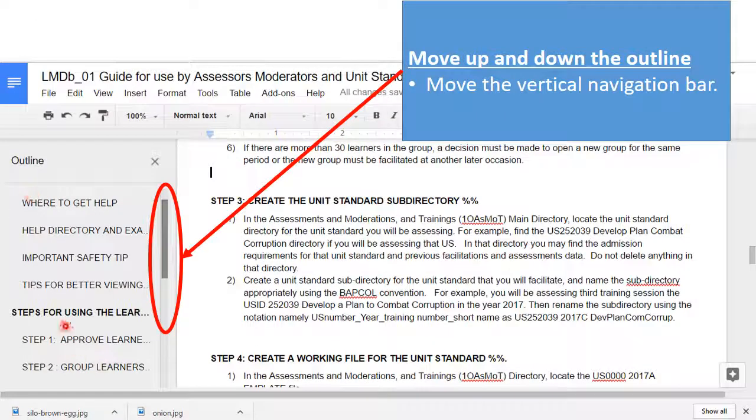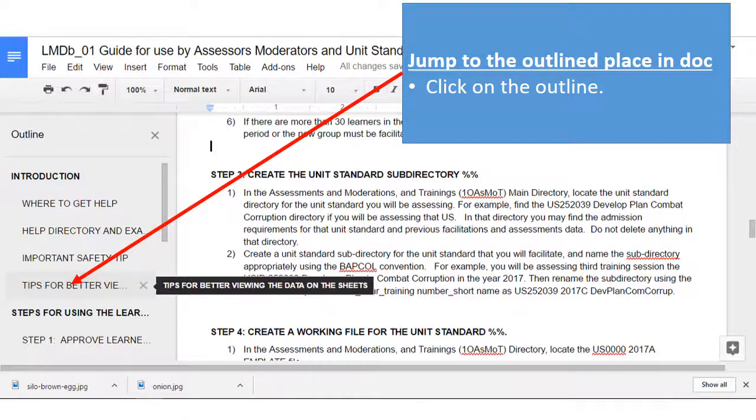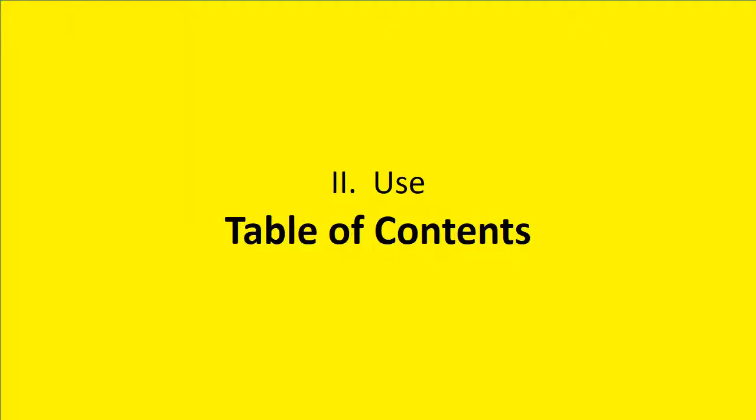If you wanted to move up and down the outline, you just move the vertical navigation bars on the right hand side of the outline menu. And then if you want to jump to a specific place in the document, you click on the outline and then it will move you to the specific place in the document.